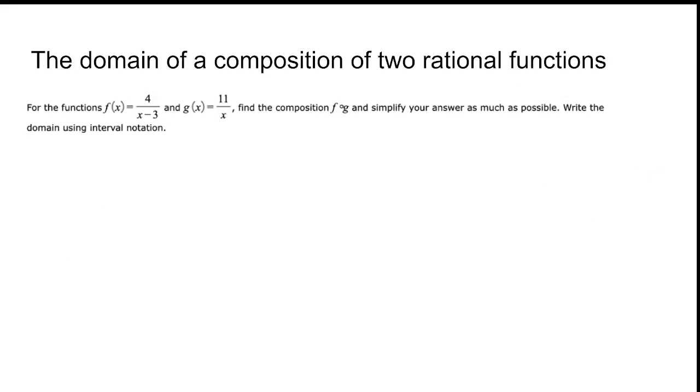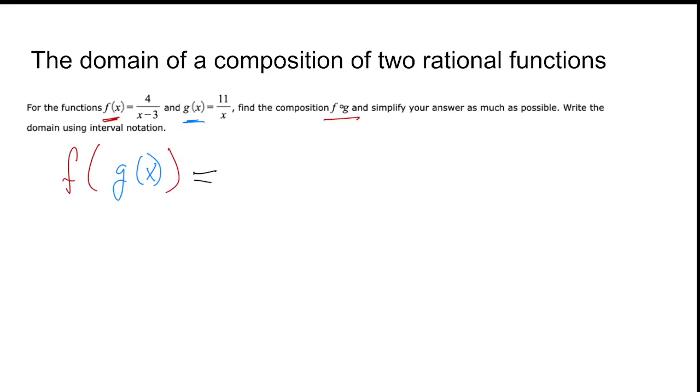So this is the last one. Definitely looking at the domain of a composition of two rational functions. Now what we're going to see here is, since we're doing f composite g, f is the outside function, g is the inside function, we're going to do the composition this way.